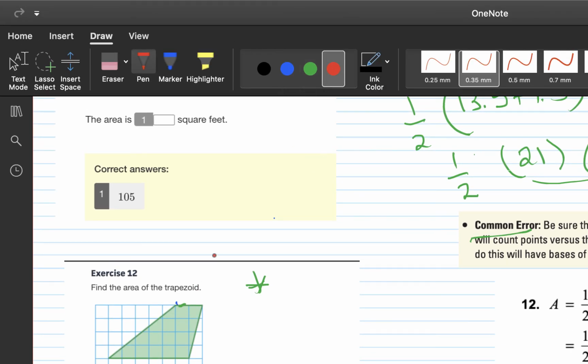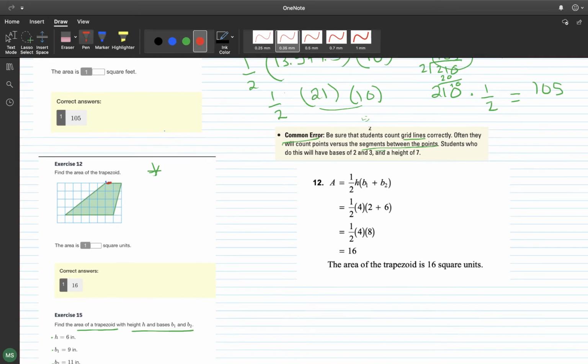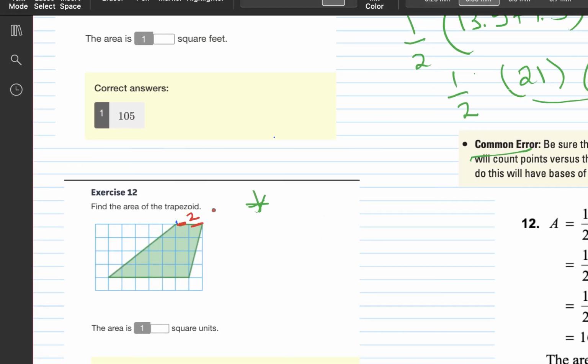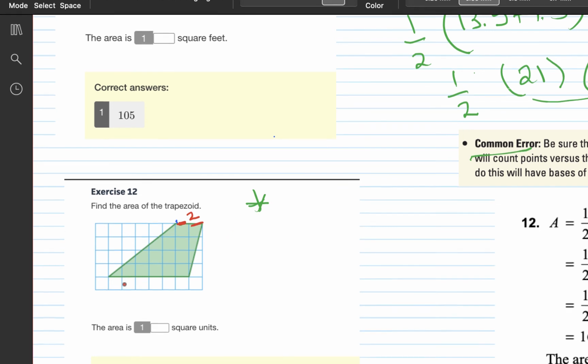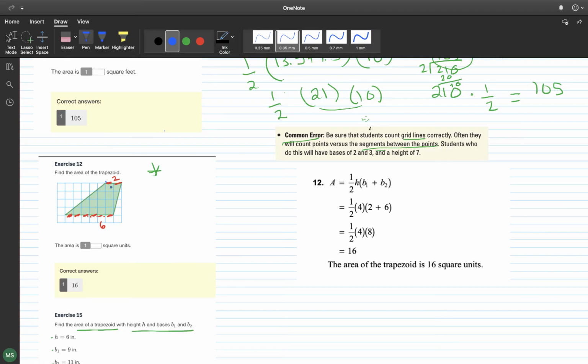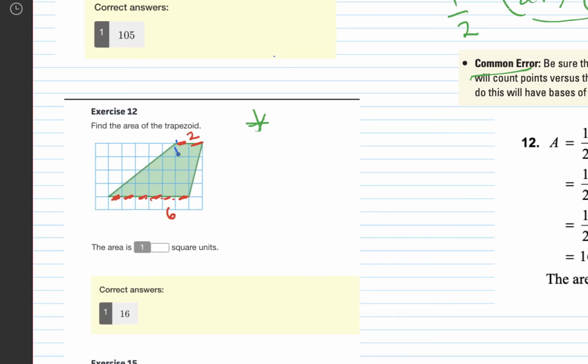Actually, let me change my pen color. So I've got 1 grid line covered, 2 grid line covered. So I know my base 1, I'll call it, is 2. Now I'm going to count down here. So I've got 1 grid line, 2 grid line, 1, 2, 3, 4, 5, 6. So my base 2 is 6. Now I'm going to come over here and I'm going to figure out what my height is. Count my grid lines. So I've got 1, 2, 3, 4.